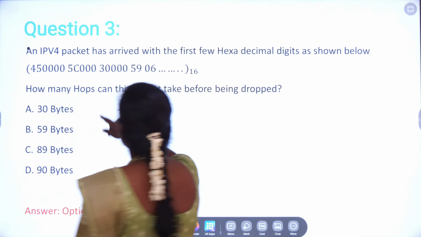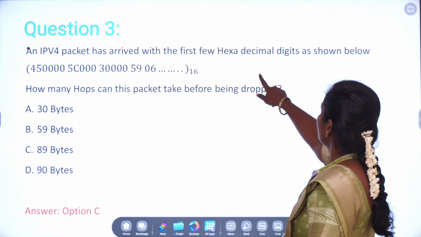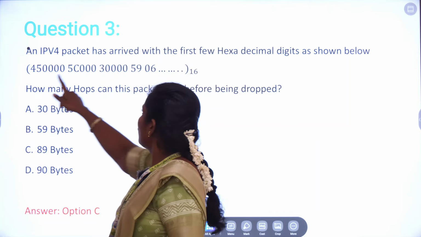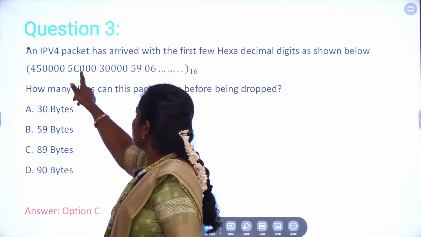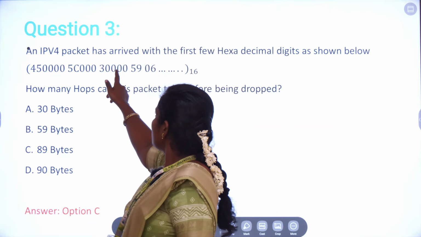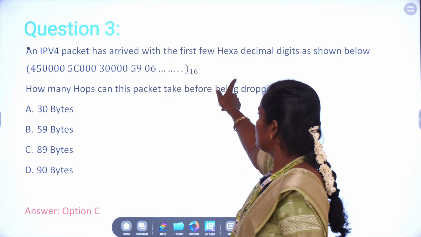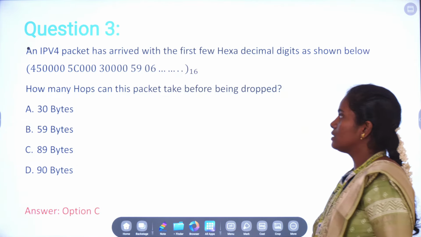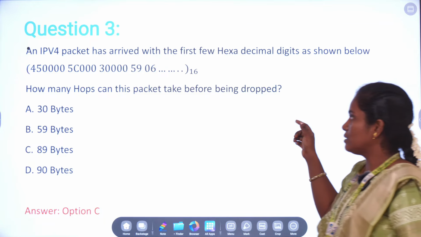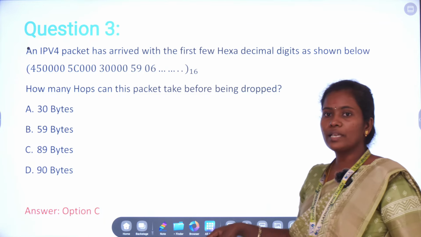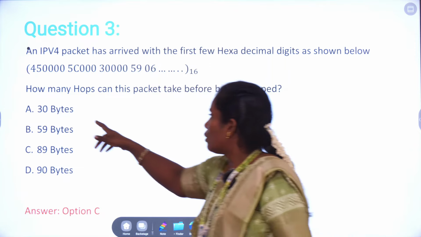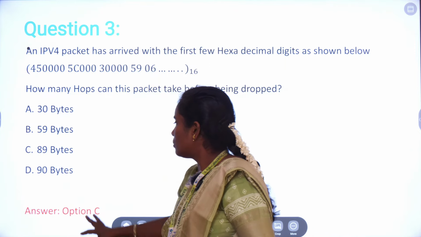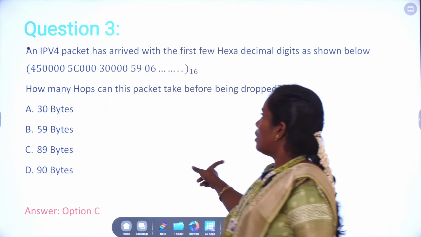Next question is, an IPv4 packet has arrived with the first few hexadecimal digits as shown below, 45000530000590 6 in base 16. How many hops can this packet take before being dropped? We have studied hops in the time to live, that is the TTL. Based on the TTL only, we can say how many hops it takes. The options are 30, 59, 89, or 90. The option is C, 89. We'll see how it is.